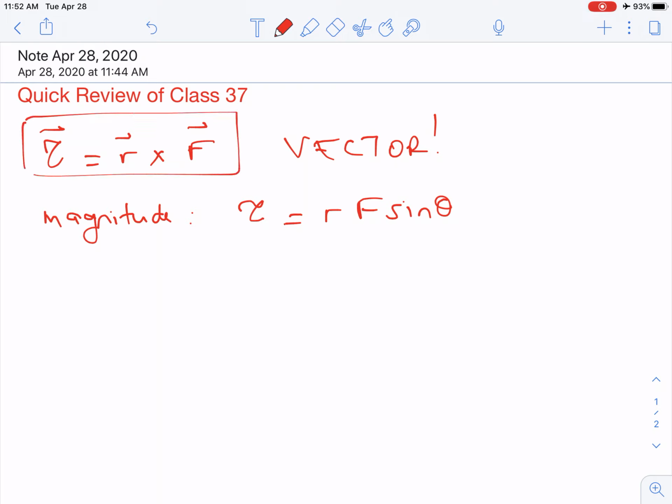Okay, so this is our equation. So this is the magnitude. All you need is the magnitude of R, magnitude of F, and the sine theta. And I'm going to talk about what those R, F, and thetas are.